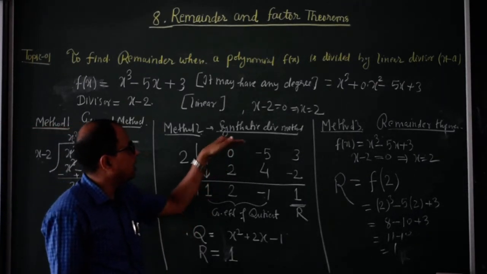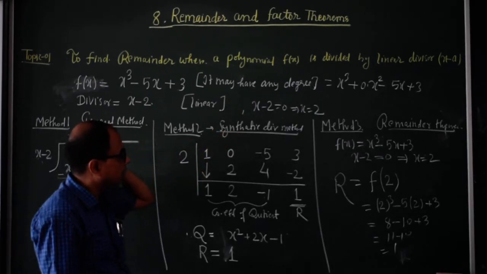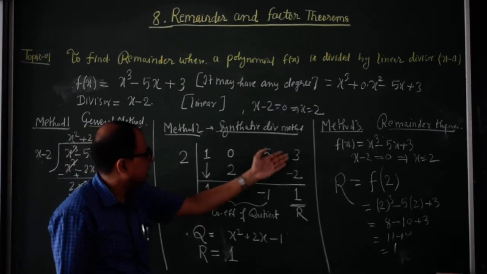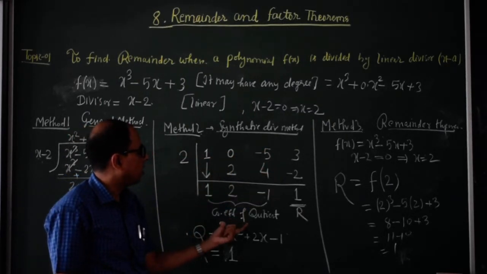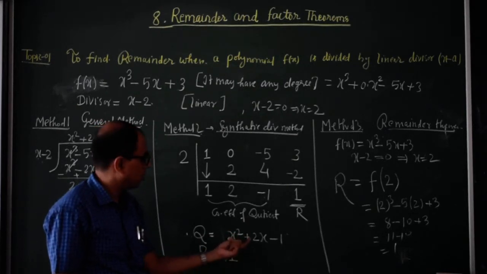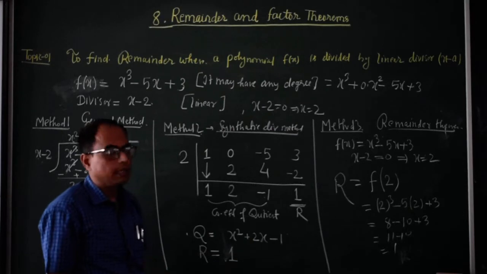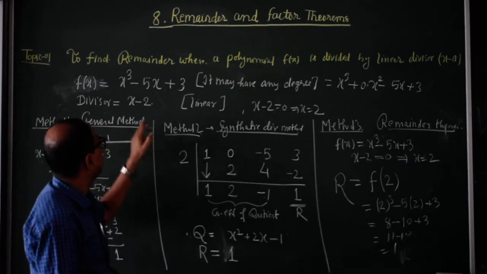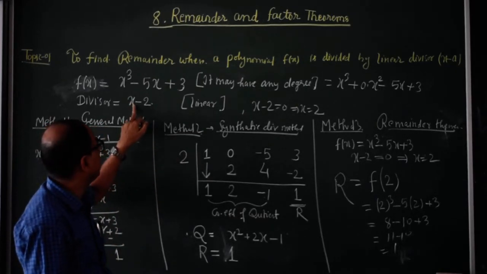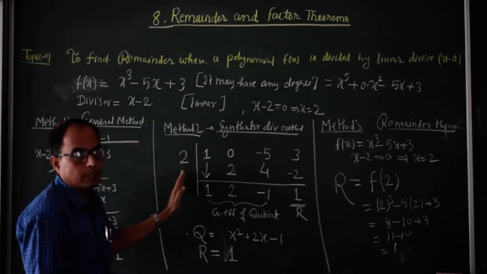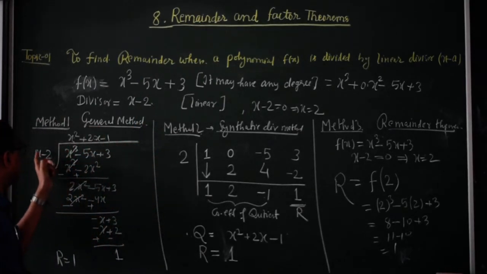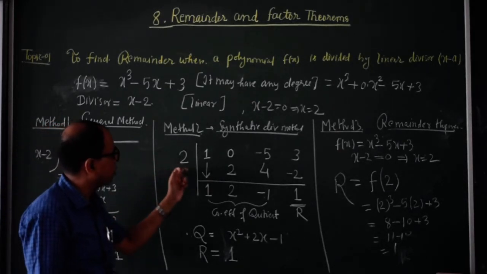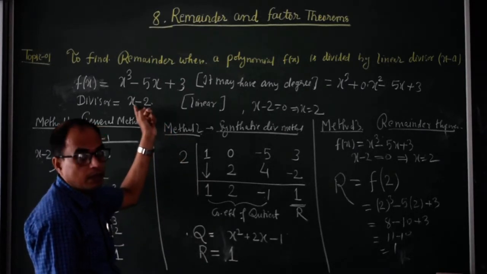Now what is the merit of the synthetic division method? You can easily find the remainder and quotient. But the demerit is that this method can be applied only when the divisor is linear, whereas the general method can be applied even if the divisor has degree more than 1.